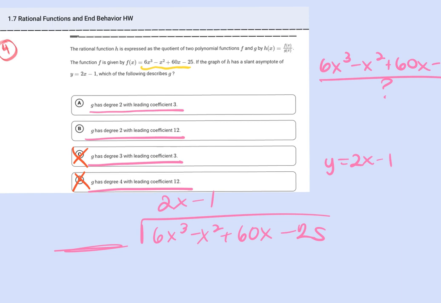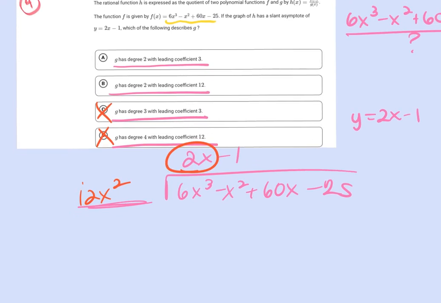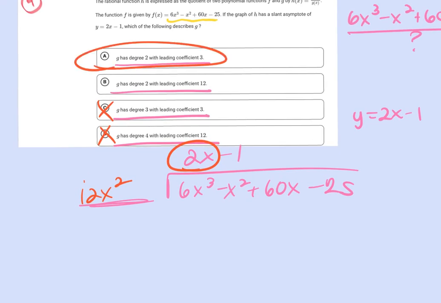Okay? The second part says the leading coefficient is 3. So this would be if this said 3x squared. Does that result in 2 being at the top? Yes. The other option would have been, if it was not 3, it would have been 12x squared. Would that have been a result of 2x in the top? No. So A would have been the correct answer there. Does that make sense? Okay.